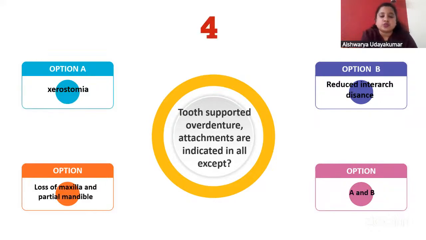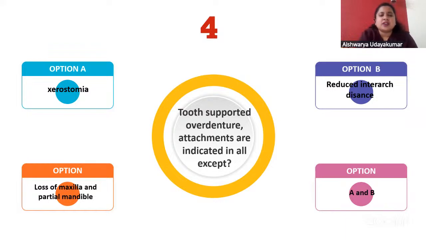Next, I have chosen a question which is on overdentures. There is CD, then there is OD. Overdenture, that is in the question itself, they have told tooth supported overdenture. If there is a tooth, definitely there is caries risk. Definitely the prophylaxis should be good. It should be healthy. Now, tooth-supported overdenture attachments are indicated in all except.